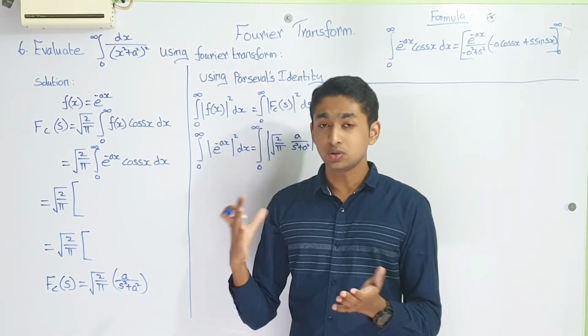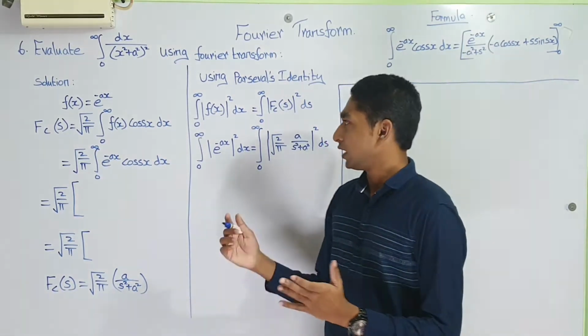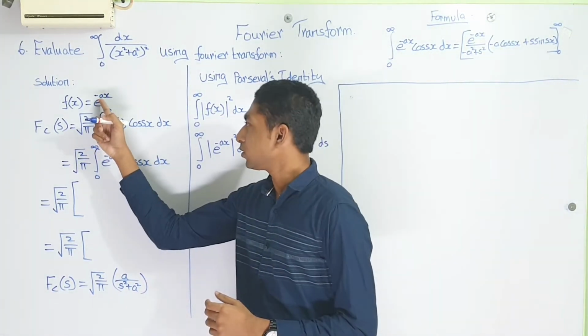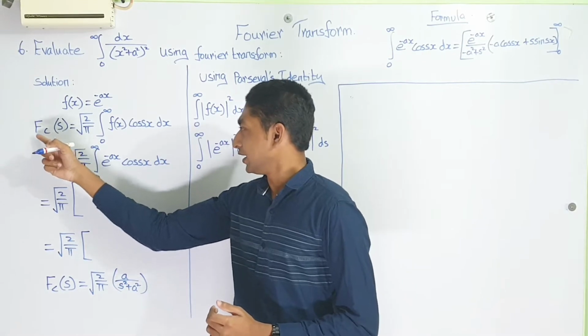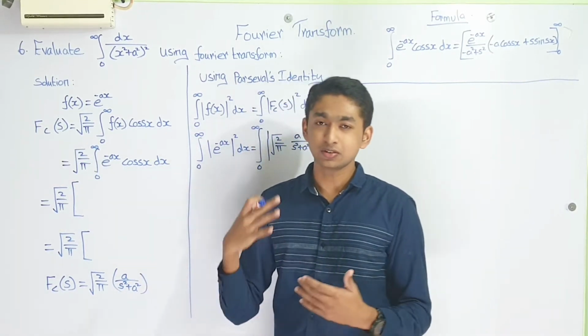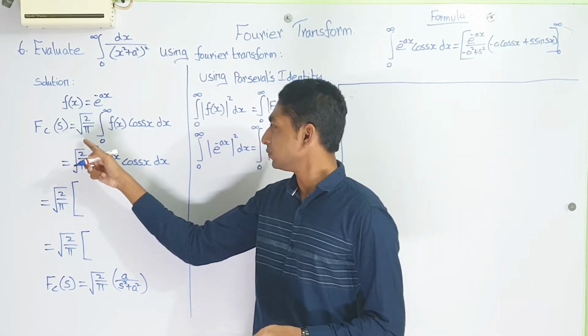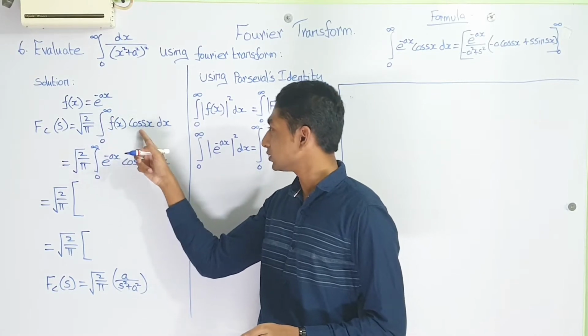So we had two terms, that's why we used f of x and g of x, and in this sum we are going to use only f of x. So f of x is equal to e power minus ax. Now fc, so what is fc? The Fourier cosine transform, that is fc of s, is equal to root of 2 by pi integral 0 to infinity f of x cos sx dx.